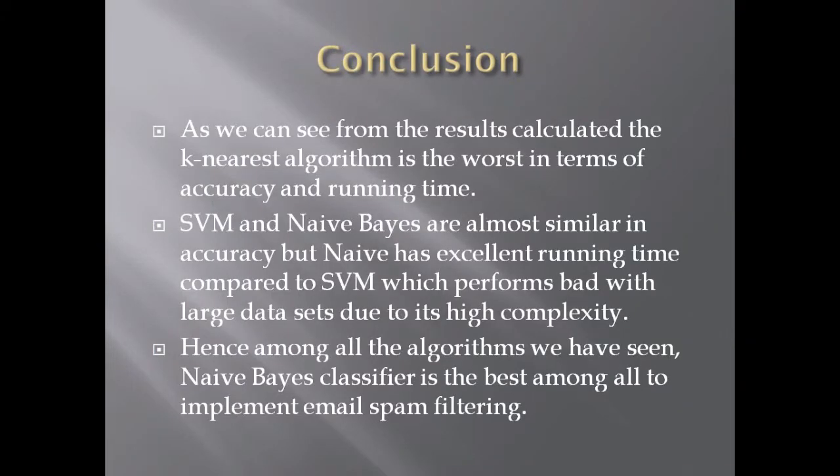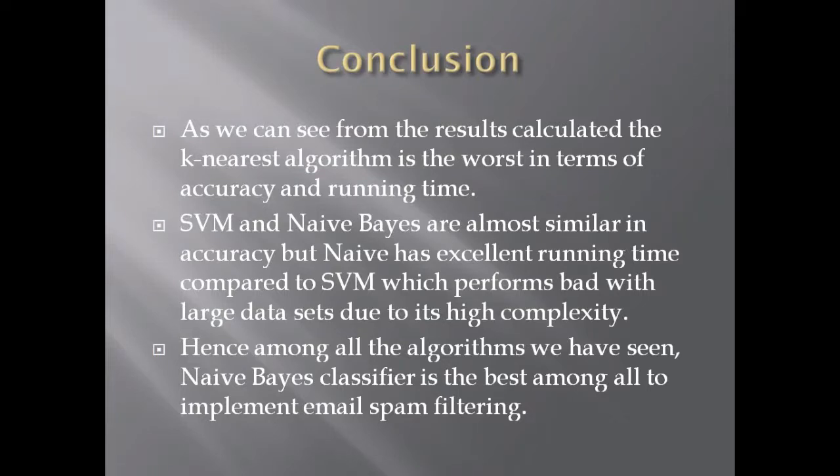So what conclusion do we draw from these results? As we have seen, we have implemented all the algorithms and we have analyzed our results. We can come to a conclusion that k nearest neighbor is the worst in terms of accuracy and running time, so we can easily discard this algorithm. Next, the SVM and naive Bayes are almost similar in accuracy. SVM is a little better, but when we calculate the complexity of both these algorithms, SVM has a quadratic complexity whereas naive Bayes has a linear complexity.